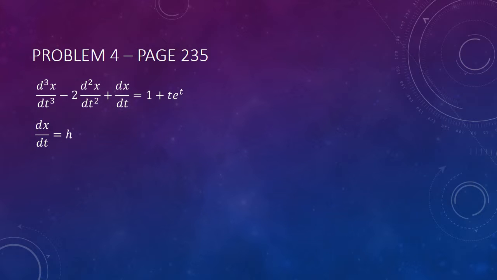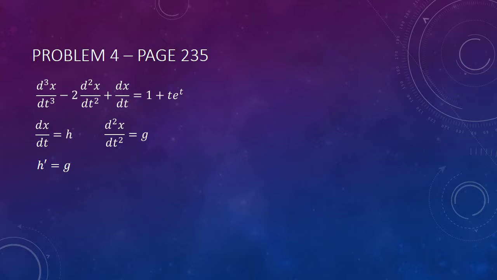So what I'm going to say is the first derivative of x is equal to a new function I'm calling h. Alright, so if I take my second derivative of x, I'm going to claim that's equal to a new function called g. And knowing that the second derivative of x is equal to g, then I can take my derivative of my h function, and that should also be equal to g.